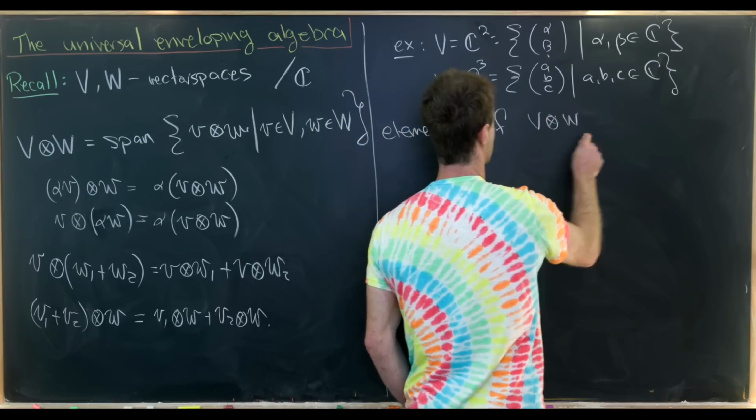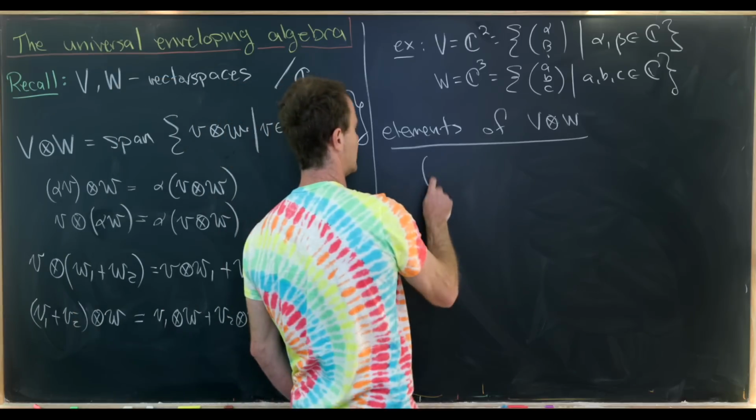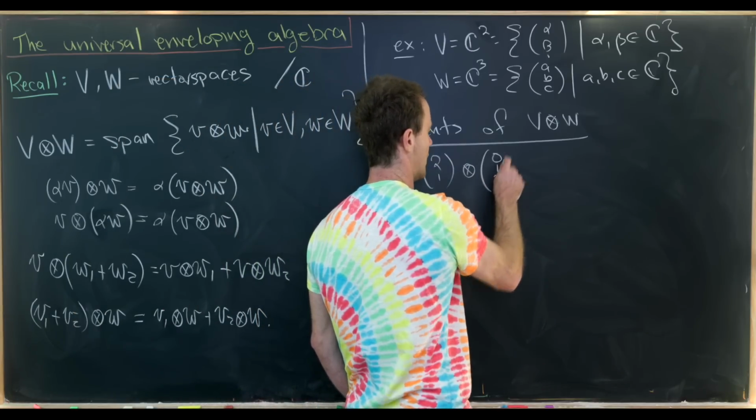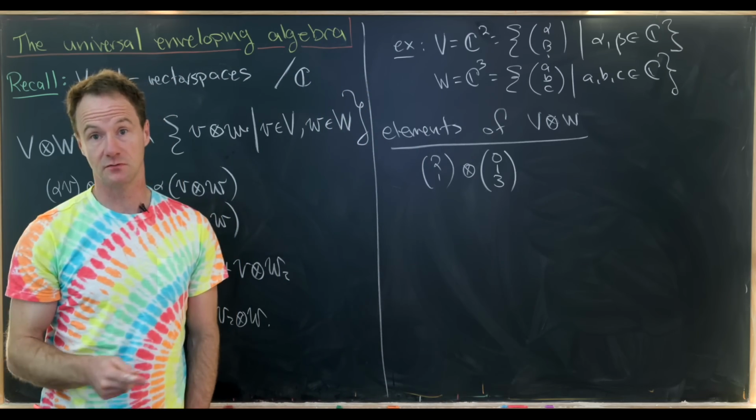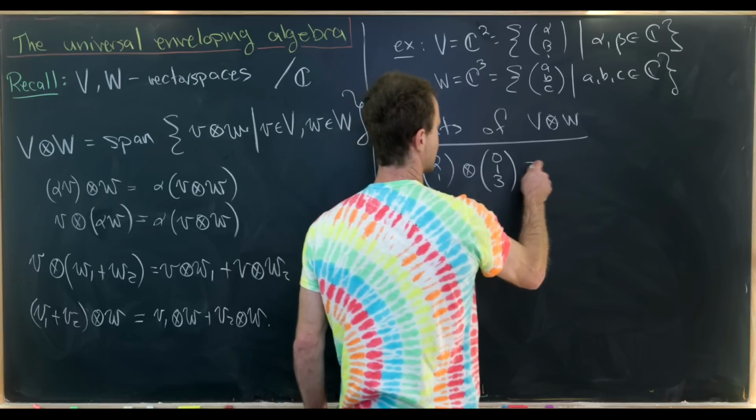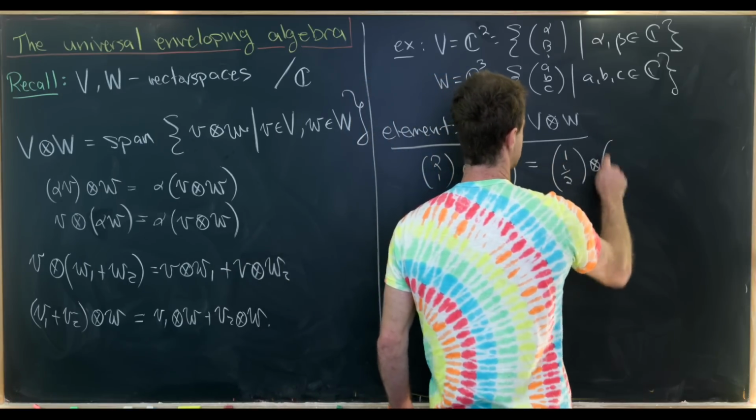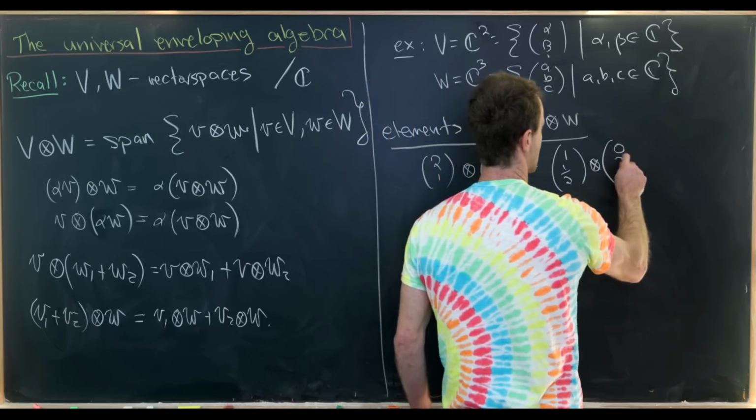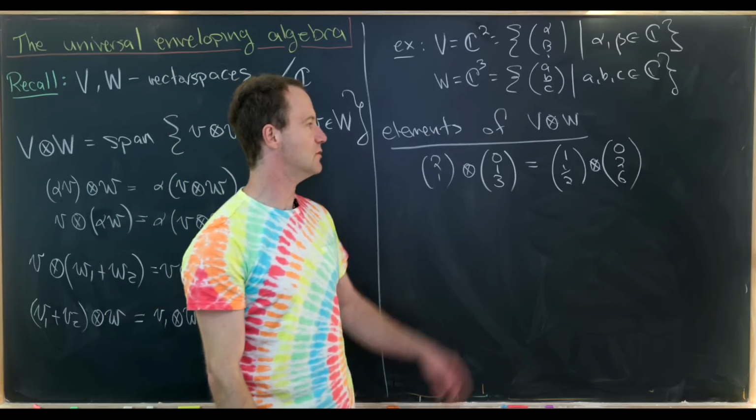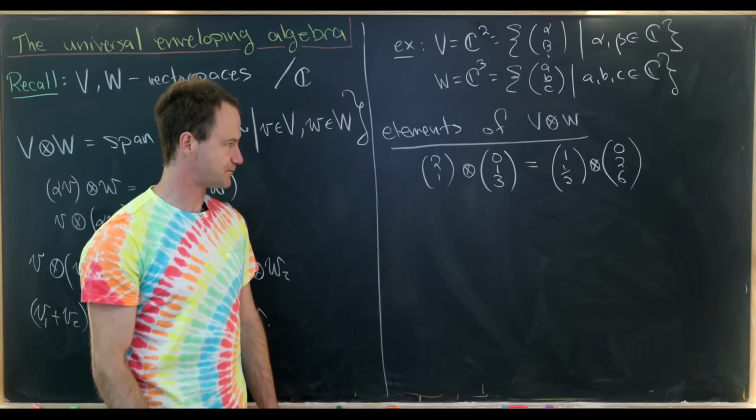So, elements of the tensor W. Here's one element. We could have (2, 1) tensor product with (0, 1, 3). Notice that by one of these rules over here, that's going to be the same thing as (1, 1/2) tensor producted with (0, 2, 6). So we took a multiple of 2 from here and we moved it over to the other tensor factor. That's totally allowed in this case.